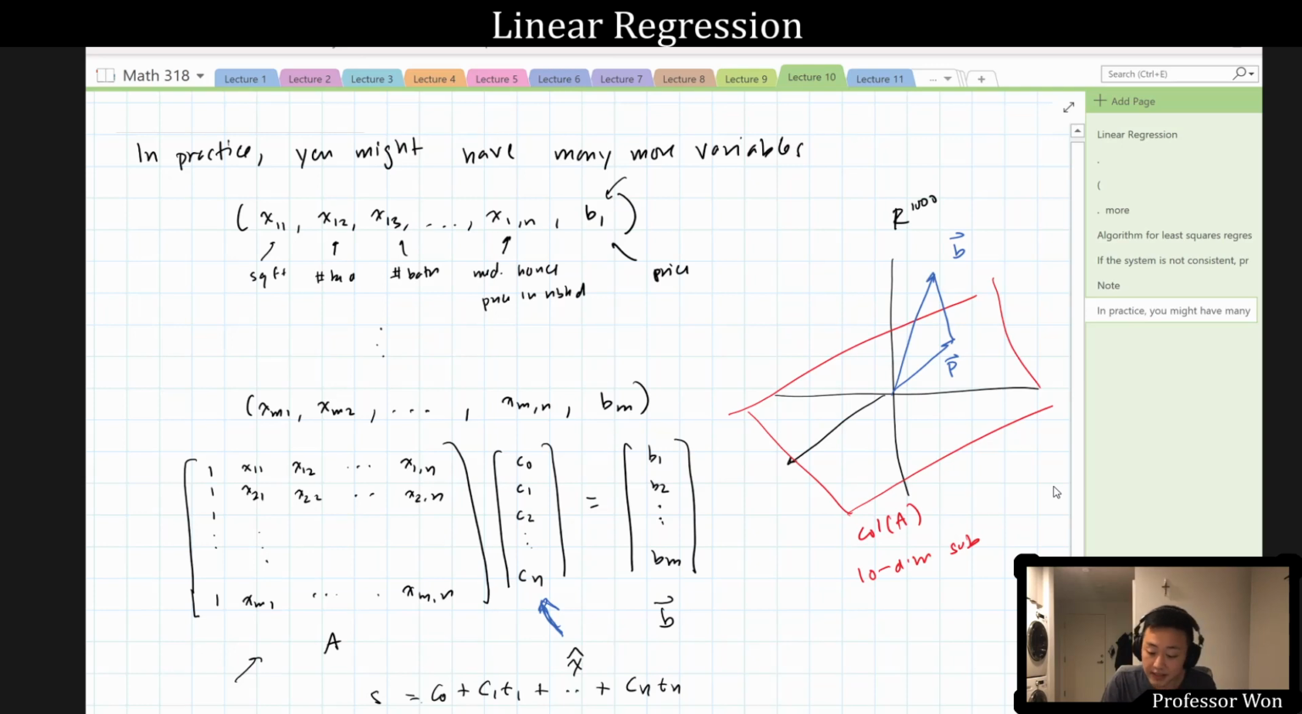S is equal to this. So if you gave me square footage and number of bedrooms and number of bathrooms, I could plug them in for these variables to predict the price of the house.